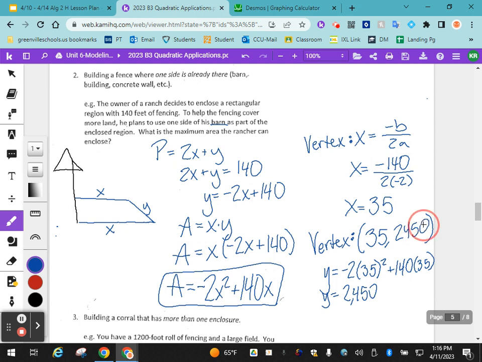2,450. And you can already put that into the box, right? Because that's your area. That's your maximum area you can find with 140 feet of fence.